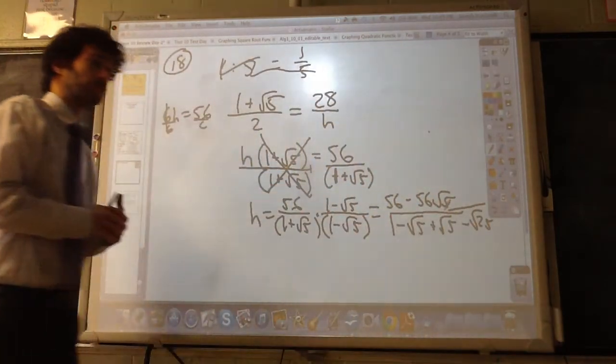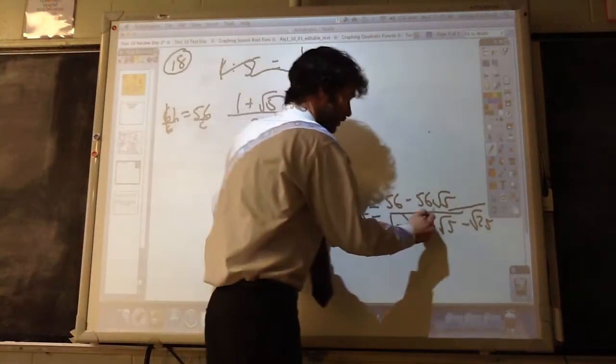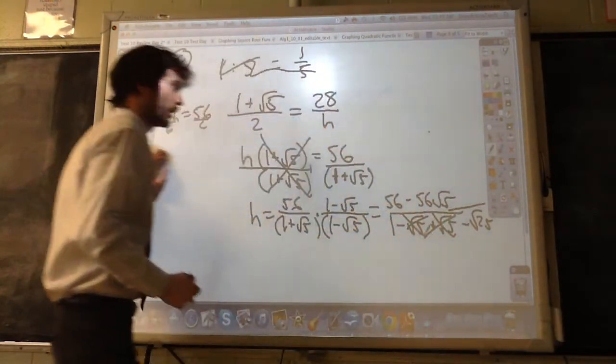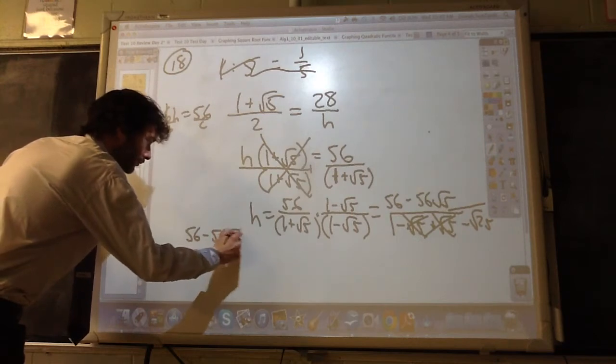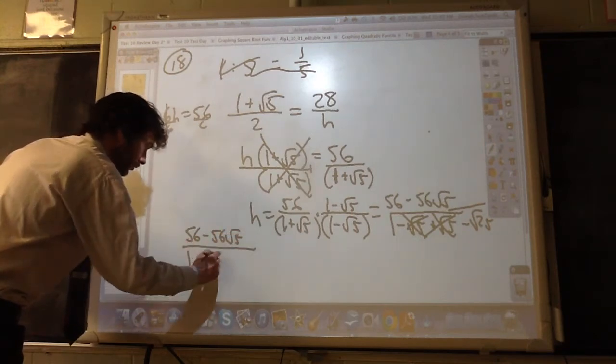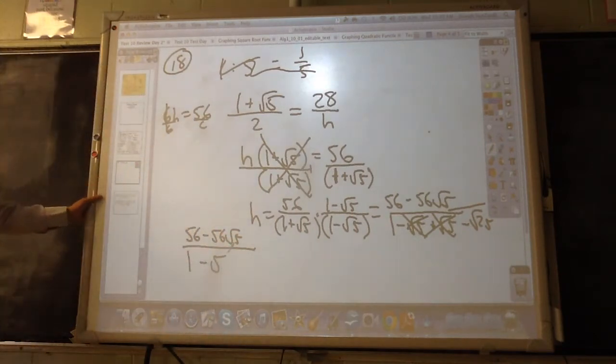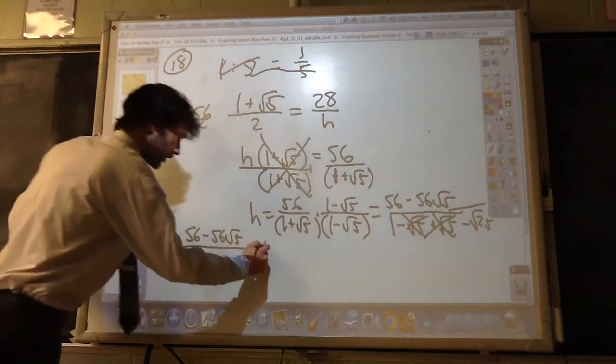Okay, now I'm going to start simplifying. I know that these two definitely cancel. And I know what the square root of 25 is. Square root of 25 is 5. So I ended up with 1 minus 5 on the bottom. I know what that is.